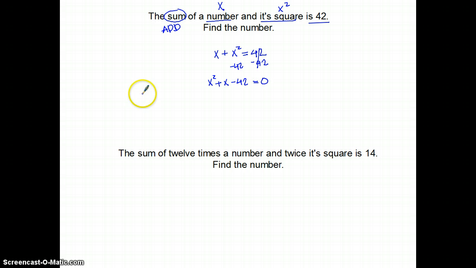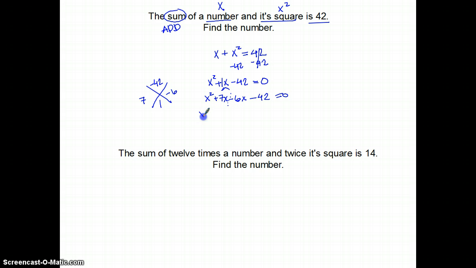From here I factor using my diamond. On top I have a negative 42. On bottom the coefficient of x is just a 1. And my two numbers are positive 7 and negative 6. So I split up my positive x with a positive 7x minus 6x minus 42 equals 0.